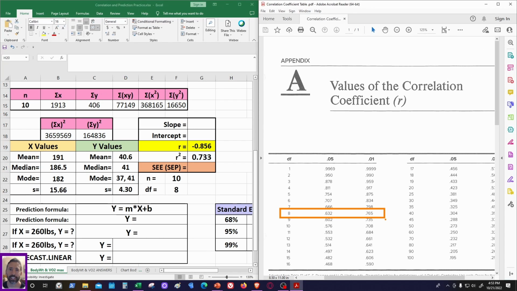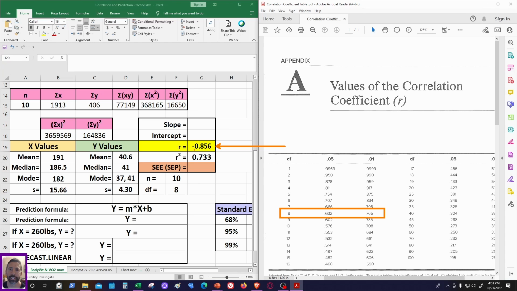So to sum it all up, guys, before we move on to our prediction formula, you would say, based on our R value, right over here, that there is a very strong inverse relationship between body weight and VO2 max, and it is statistically significant at the 0.01 level. So that's how you would want to state your conclusions for this particular problem.